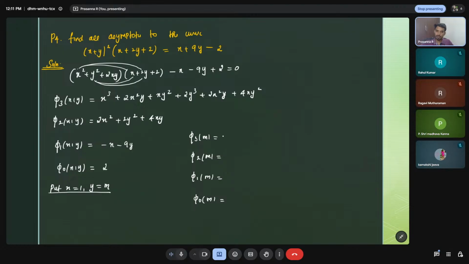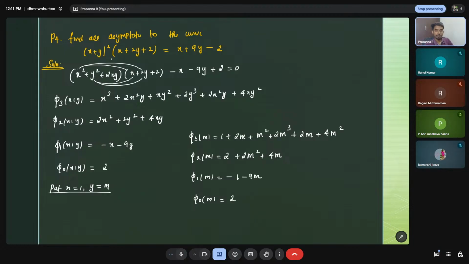What is p3 of m? x plus 2m plus m square plus 2m cube plus 2m, x is 1, y is m, 4m square, right? Now p2 of m will be 2 plus 2m square plus 4m. This is minus 1 minus 9m and this is 2.